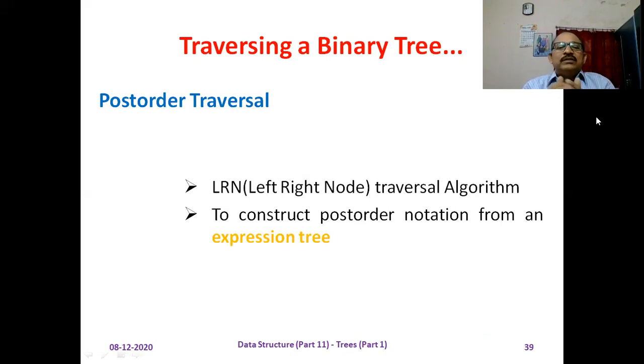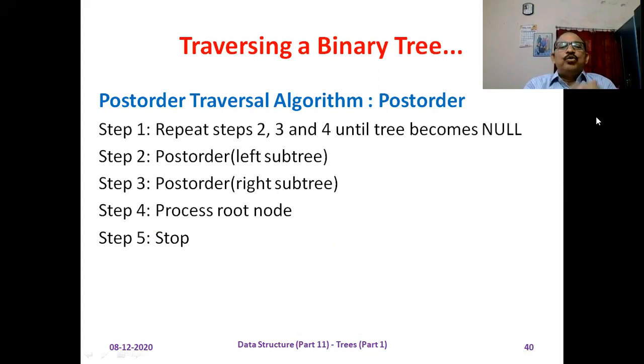This post-order traversal is called LRN. L means left subtree, R means right subtree, N means root node. And this traversal algorithm is used to construct post-order notation from an expression tree. So let us see how we will find out the post-order sequence of a given binary tree. Let us see the algorithm.